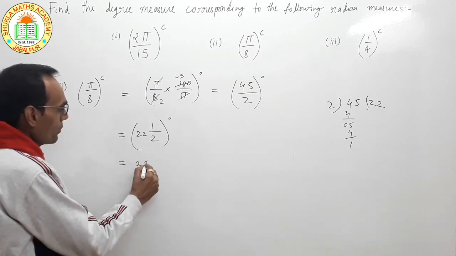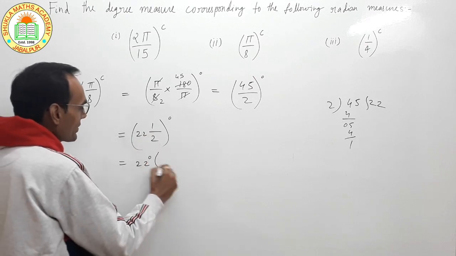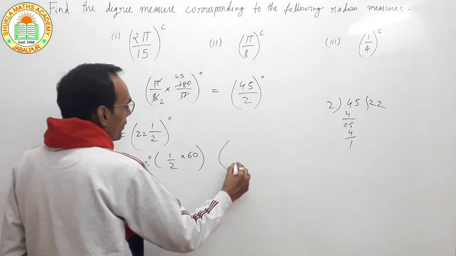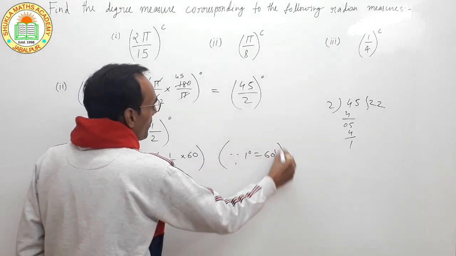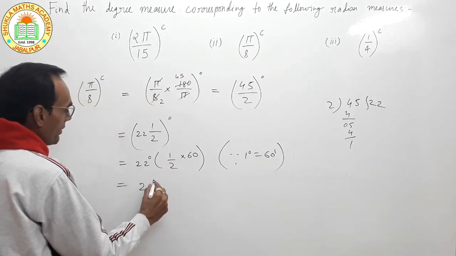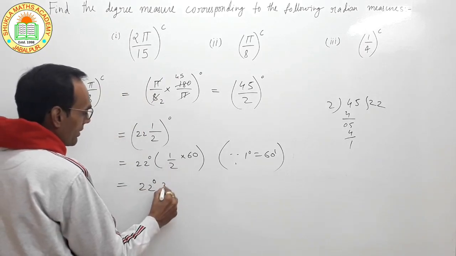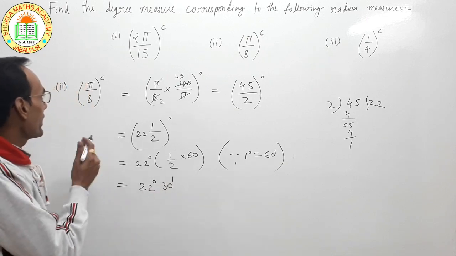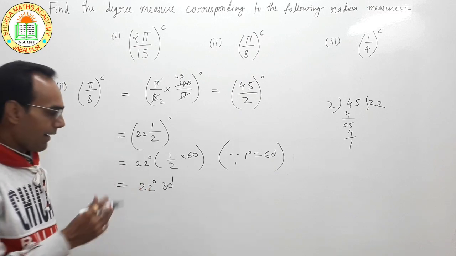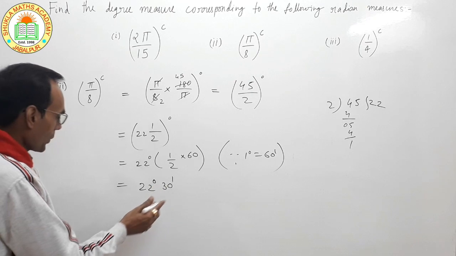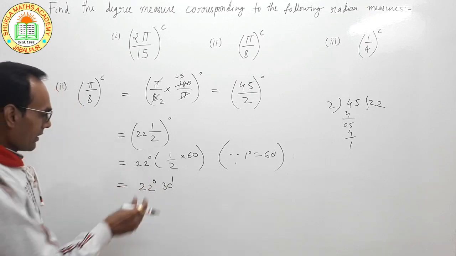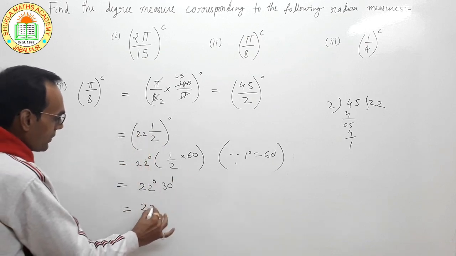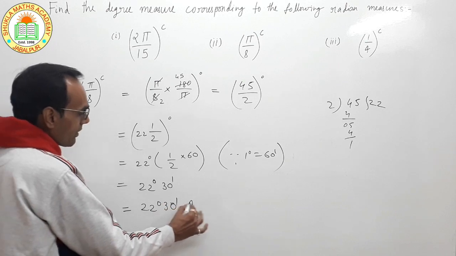And now write down 22 degree as it is, and the fraction will be converted into minutes by multiplying by 60, because 1 degree equals 60 minutes. So this is 22 degree and 60 by 2, that is 30 minutes. So this is our required conversion of pi by 8 radian into degrees and minutes, and here seconds are not coming, so no problem. Sometimes in some problems the value will come in degrees, minutes and also seconds, but here seconds are 0. So 22 degree 30 minutes is our answer.